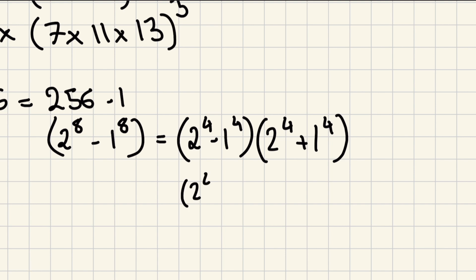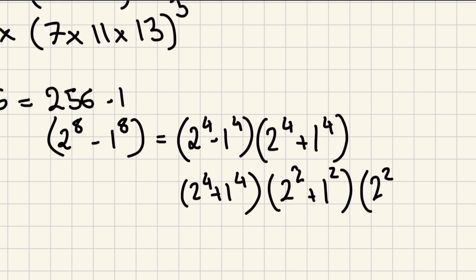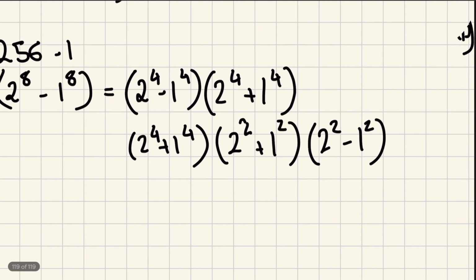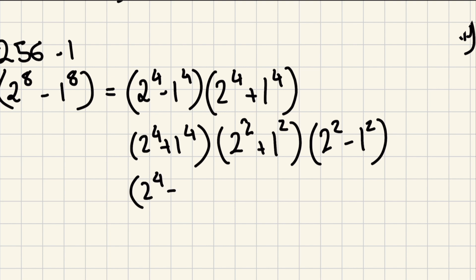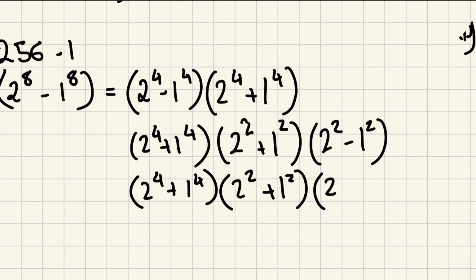So this whole thing, let's just change the order. The whole thing becomes this: 2 to the 2 plus 1 to the 2 times 2 to the 2 minus 1 to the 2. And the last one, we can do this as well, although it's a bit superfluous because it will just be 1. But let's do it anyway. This becomes 2 plus 1 times 2 minus 1.